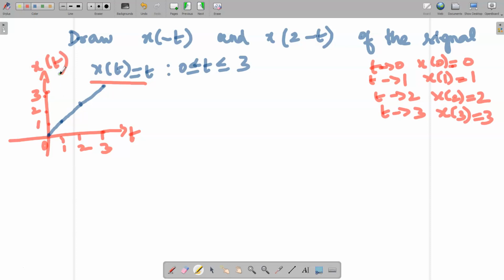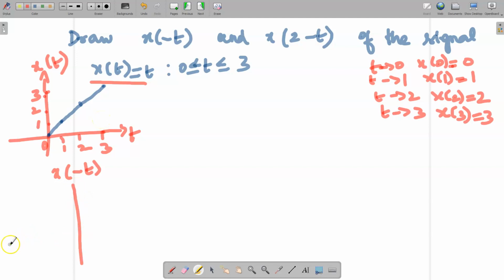First I have to draw x of t, then I can determine the given question, that is x of minus t. X of minus t is nothing but the time reversal operation. If I have a minus symbol before t, it is the time reversal operation, which is also called time folding. So, we have to draw the time folding signal. Whatever we have on the right hand side will go to the left hand side.